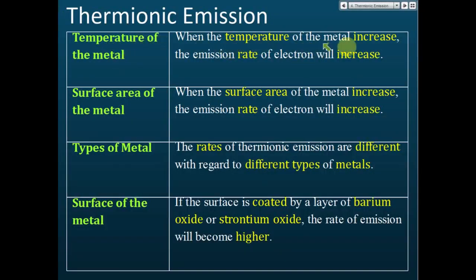Temperature of metals: when the temperature of the metal increases, the emission rate of electrons will increase. This sounds reasonable, because when the temperature is high, more electrons can jump out from the atoms. Let's say this is a shell. When the temperature is high, more heat energy is supplied to the electrons. When the electron absorbs the heat, it will jump to the higher levels, and after that, it will jump out from the atom. So higher temperature, more electrons released.